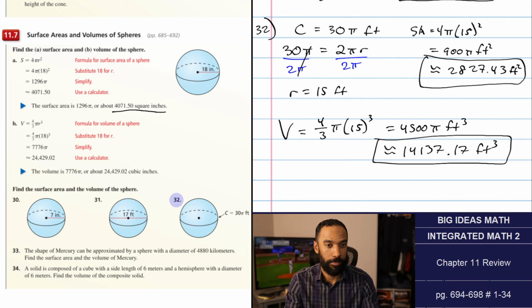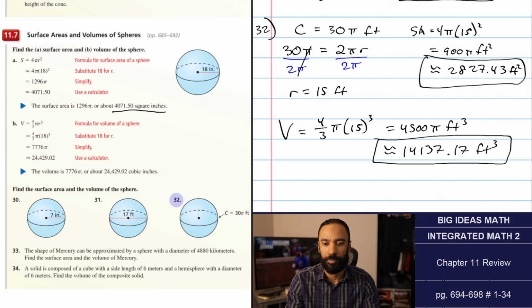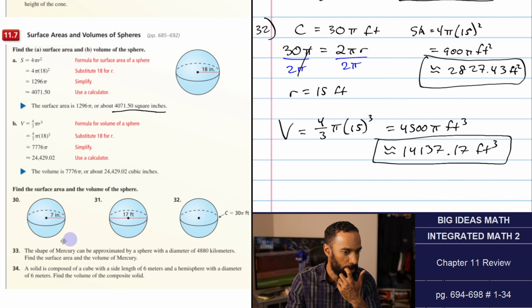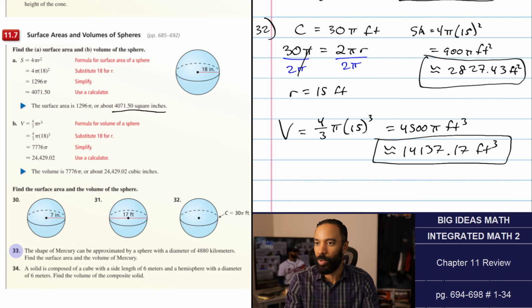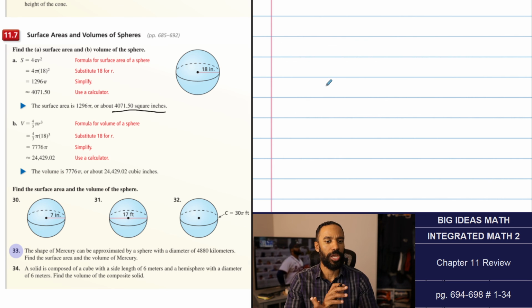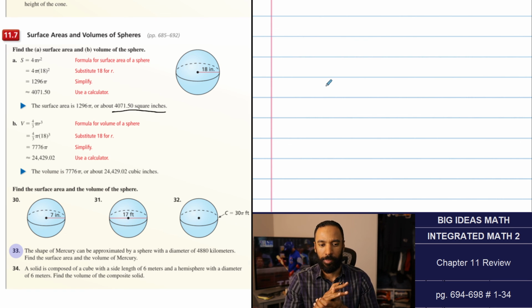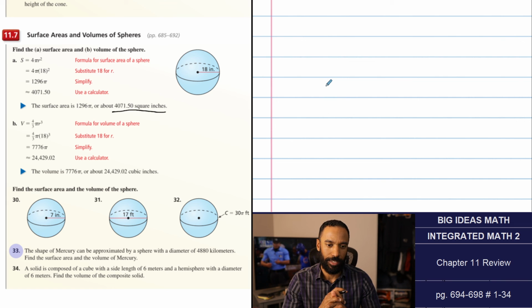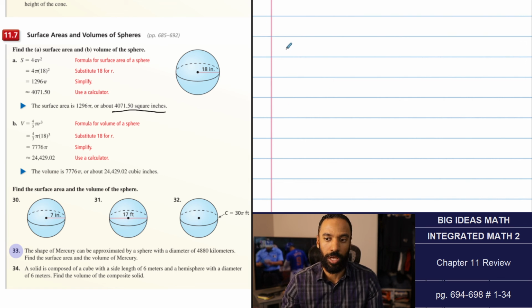We have 2 more problems to do. How long have we gone? We got over the hour mark with my calculations. Numbers 33 and 34 remain in the sphere business still in some way. The shape of Mercury can be approximated by a sphere with a diameter of 4,880 kilometers. Find the surface area and volume of Mercury. So it's no different than the other problems. We just use kilometers instead.